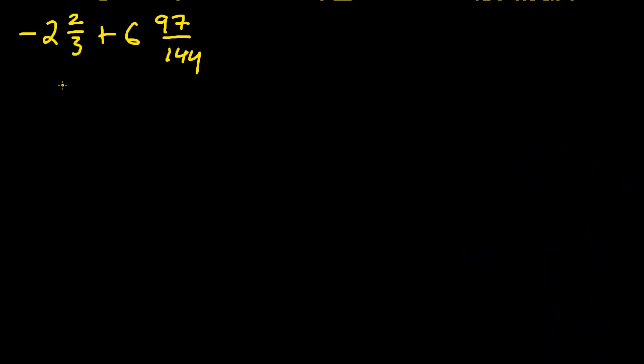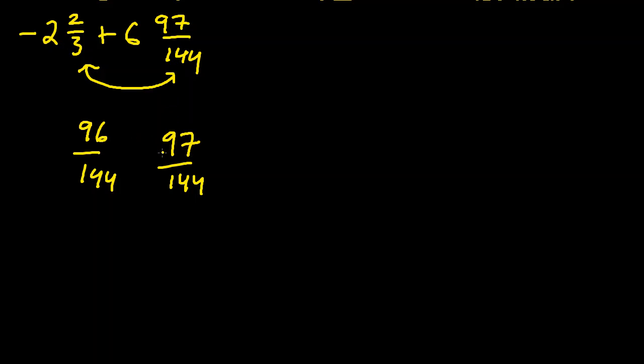So now, if you were to find a common denominator between 3 and 144, you would see that 144 would be a common denominator. And as a result, we could write 2 over 3 as 96 over 144, and then 97 over 144 stays the same.